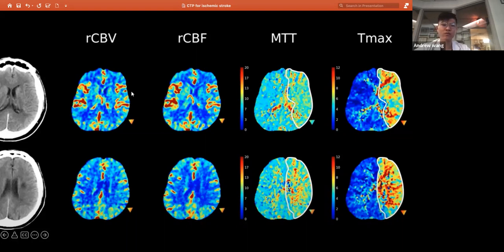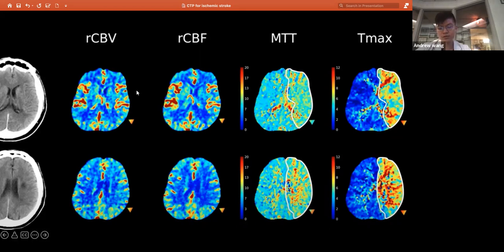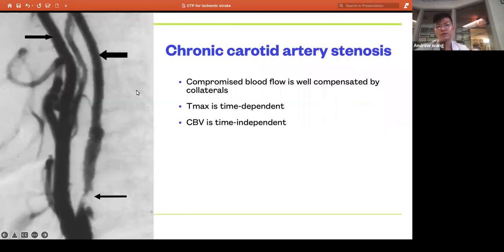However, the cerebral blood volume and cerebral blood flow are essentially symmetric, so that's why there's no ischemic core here. It turns out this patient has chronic carotid artery stenosis, and the compromised blood flow is well compensated by collateral. The point we have to remember here is that Tmax is time dependent. When your major blood supply is blocked and your brain tissue is supplied by collateral, the Tmax will be delayed. But it doesn't mean that the brain tissue has any ischemia happening.